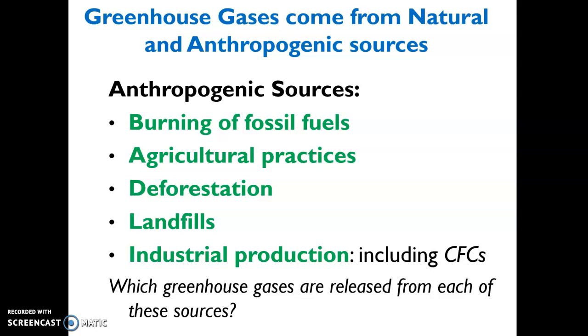One thing I didn't mention on the previous slide about natural release is that there are things like termites, for example, that also release these atmospheric gases. And that's normal. That's part of the natural cycle from their digestion, but mainly we're talking about a huge number of cows releasing these atmospheric gases.